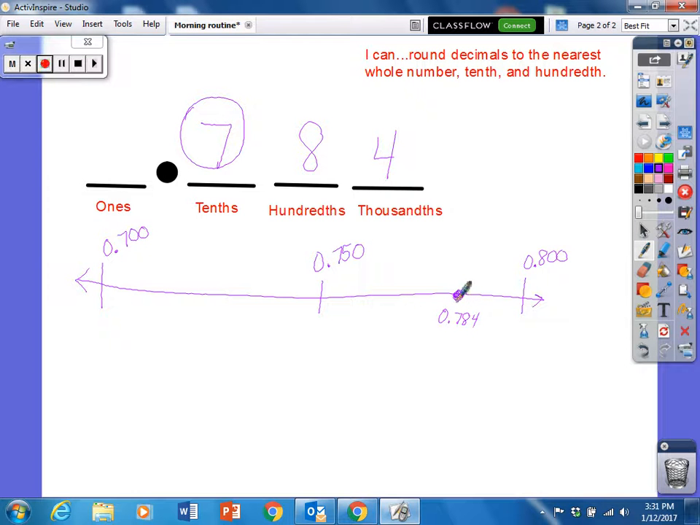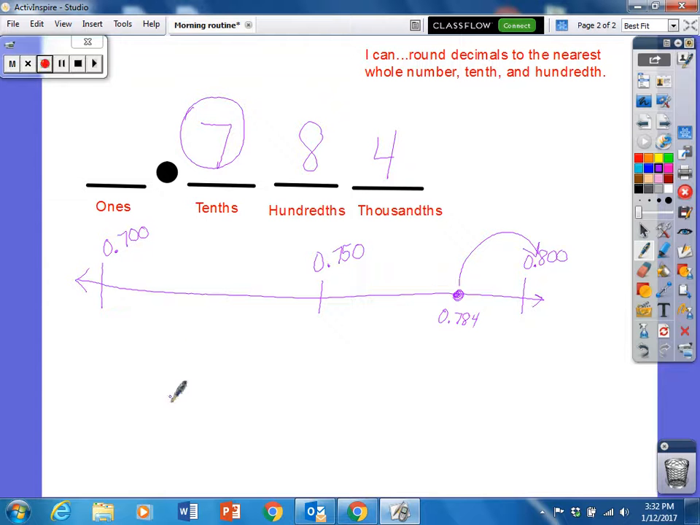So since my number is on this side of my number line, I know that it will round up to the next tenth, which is 8 tenths. So 784 thousandths rounded to the nearest tenth would be 8 tenths. Or we could also say 800 thousandths if we kept our place value.